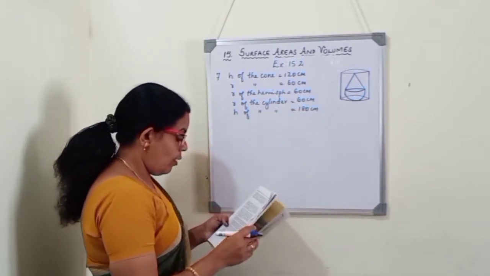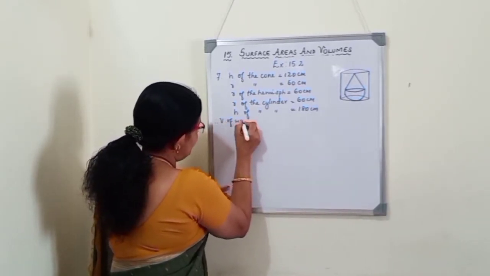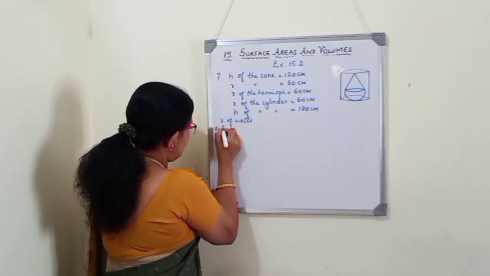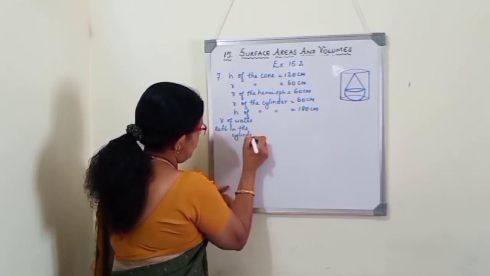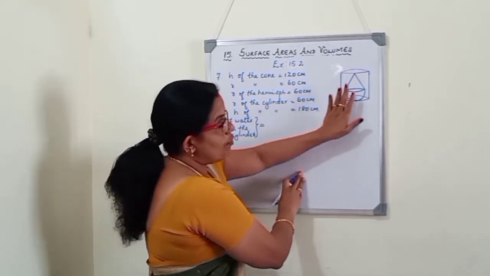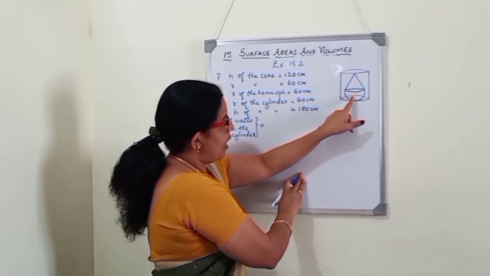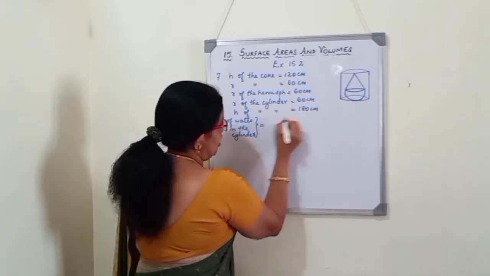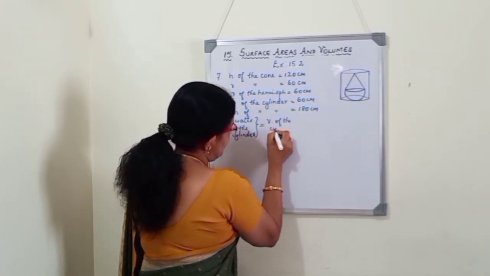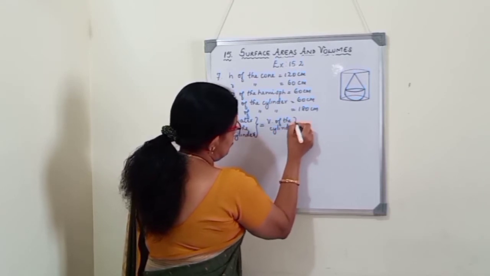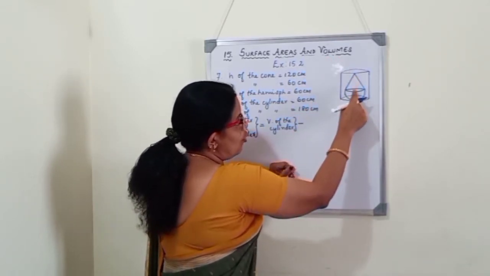We have to find the volume of the water left in the cylinder. Therefore, volume of water left in the cylinder. This we can calculate by volume of the cylinder minus volume of the solid, that is the combination of cone and hemisphere. So, volume of the cylinder or volume of water inside the cylinder, minus volume of this solid.